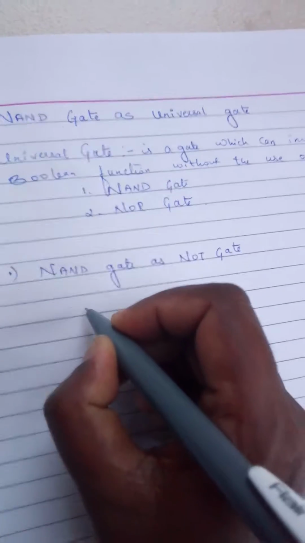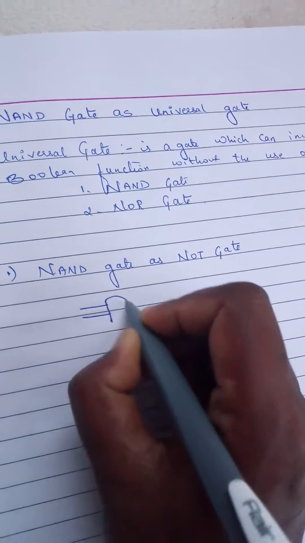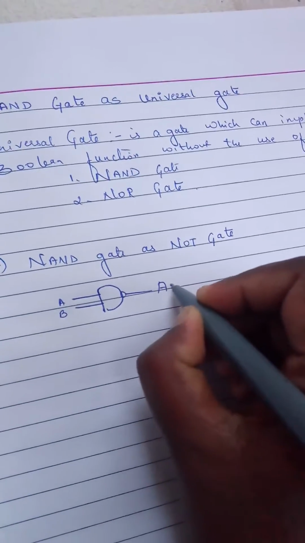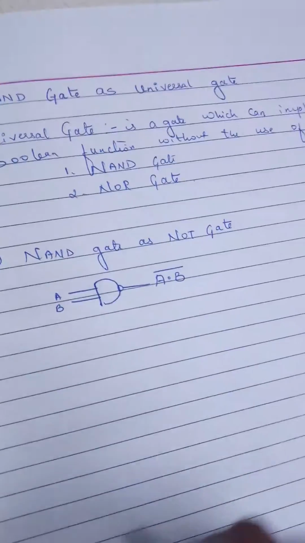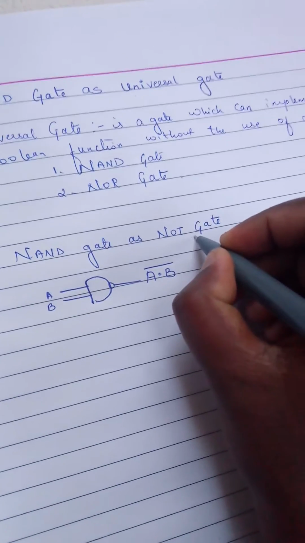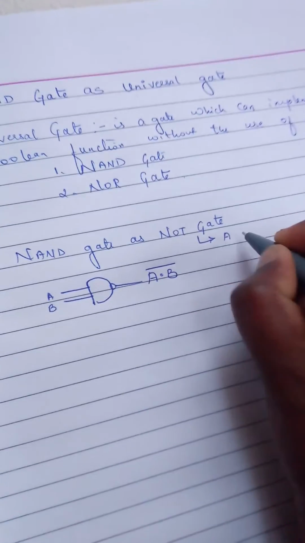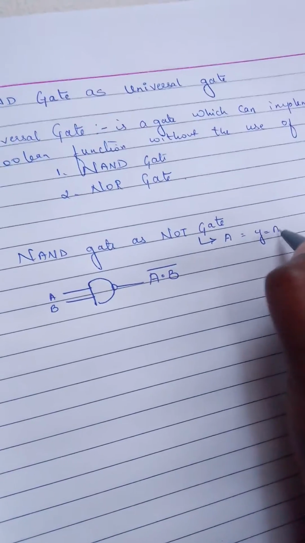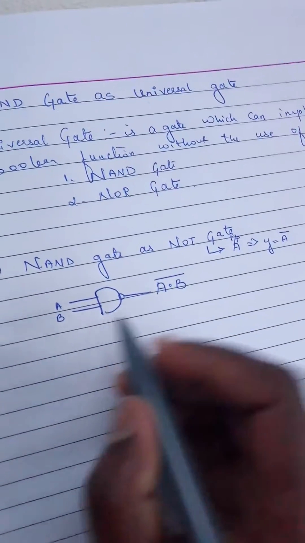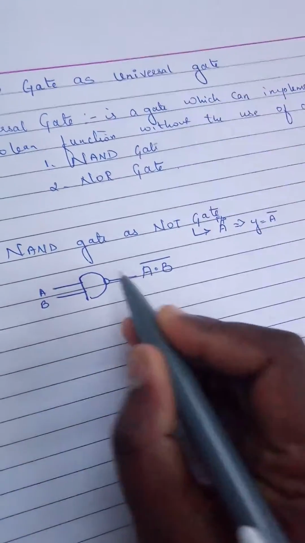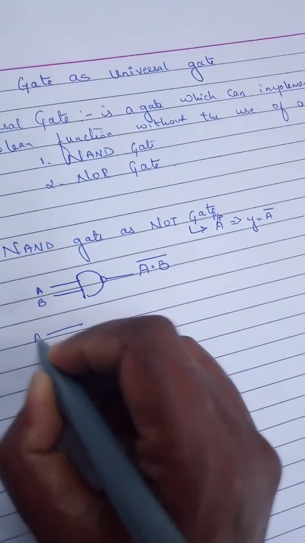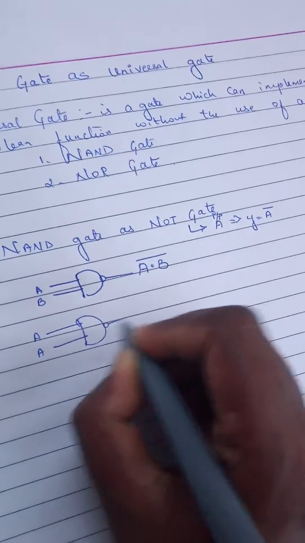We know that a NAND gate has a minimum of two inputs A and B, and the function performed is (A dot B) complement. And we also know that for a NOT gate there is only one input A and the output is Y is equal to A bar. Right. Now in the NAND gate circuit, replace B by A. When we replace B by A, we get (A dot A) complement.